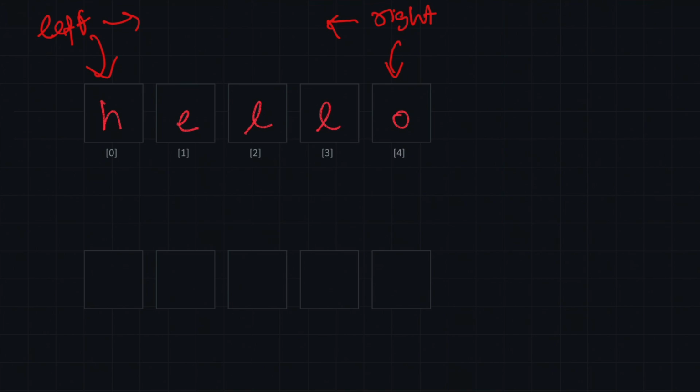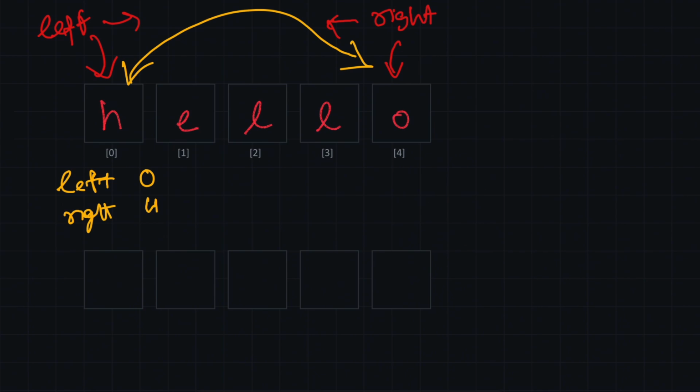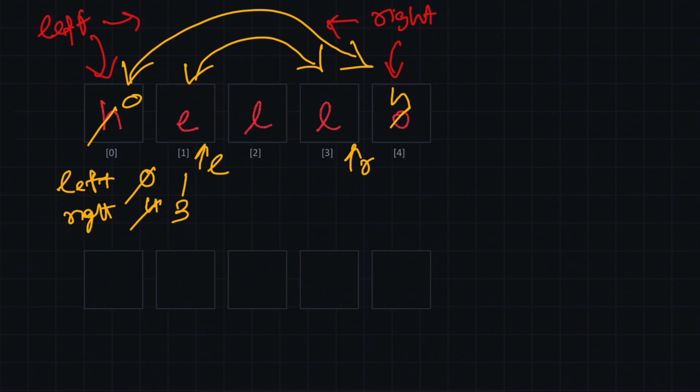Let's trace through our example. The array is hello, and our left is at 0, right is at the end, which is 4. We swap left and right. So H becomes O, O becomes H. Once these are swapped, left moves to the right, right moves to the left. Our left index is now at index 1 and right index is at index 3. Once again, we swap these two. So E becomes L and L becomes E. Once again, left moves ahead, right moves to the left.